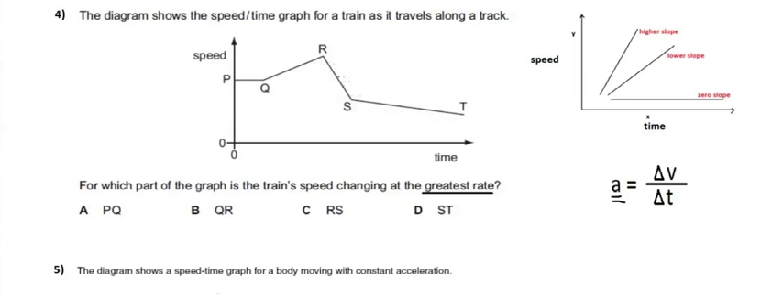So here for RS, we will get the highest rate, that means highest acceleration, because this is the steepest line. Okay, and if the line is steepest, the slope is also highest. So option number C is the answer. Now question number 5.